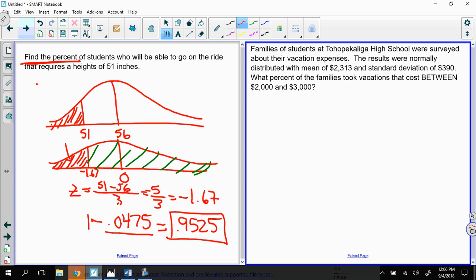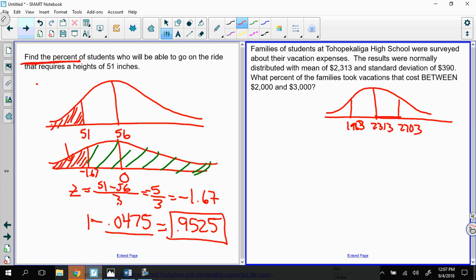Okay, so now here's an application problem, a different application problem. No more rides. Families of students at Caliga High School were surveyed about their vacation expenses. The results were normally distributed. So we have a bell curve. The average was 2313. The standard deviation was 390. So the distance from here to our first one is 390, which would put us at 2703. And over here, technically, one standard deviation this way would be 2313 minus the 390. So 1923.